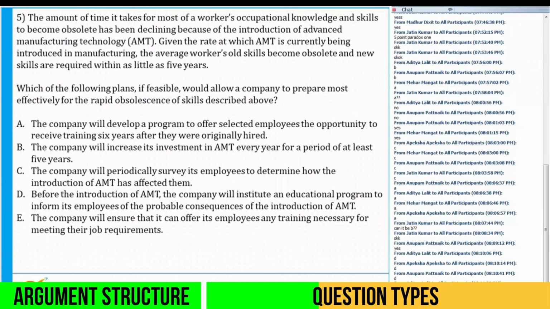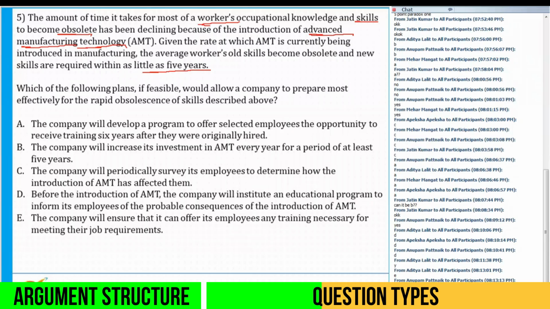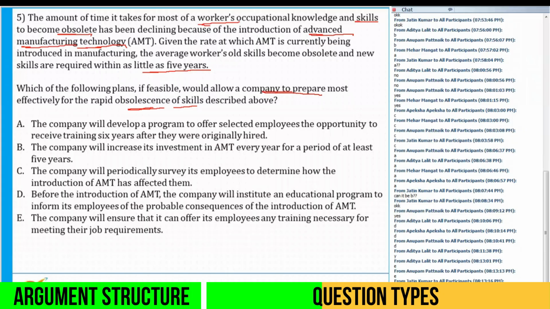Very simple question. It tells you that a worker's skills are going to become obsolete very quickly. Why? Because these days there's something called advanced manufacturing technology. Because of AMT, a worker's skills will become obsolete very quickly. In fact, there are some skills that will become obsolete within 5 years. Not even last for 5 years. Okay, so if a company wants to prepare for the obsolescence of skills, what should it do? If it is feasible, what should it do? What do you think?